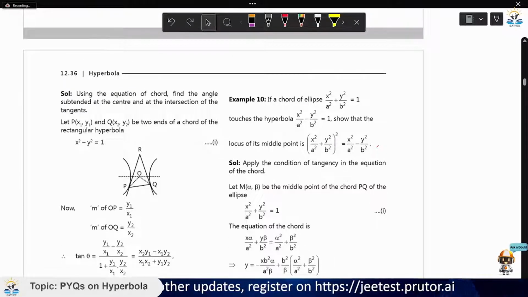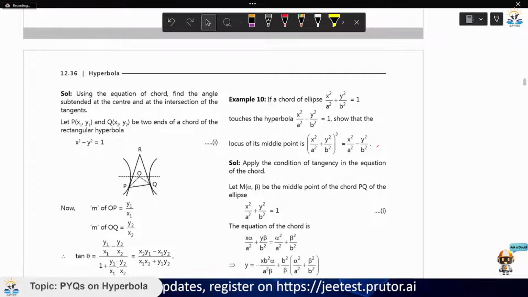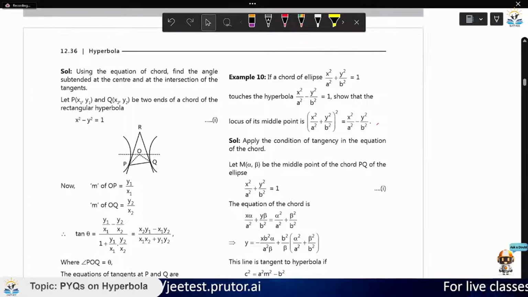So I think we can stop here. Let me see the time again. Do we have more time? We do have time for one more question, so let's go. The chord of the ellipse touches the hyperbola. Okay.